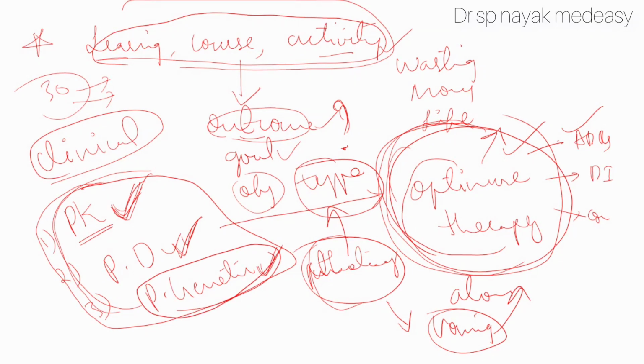Okay, in clinical pharmacokinetics and therapeutic drug monitoring, we have one subject called pharmacogenetics, which plays a very, very important role in chemotherapy in oncology. So we'll try to discuss all this.